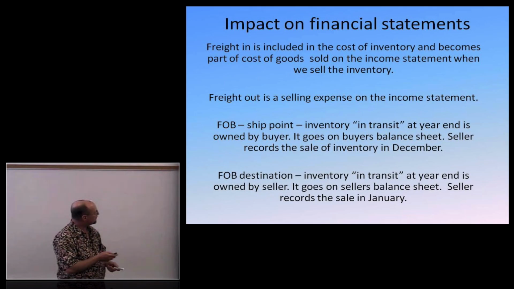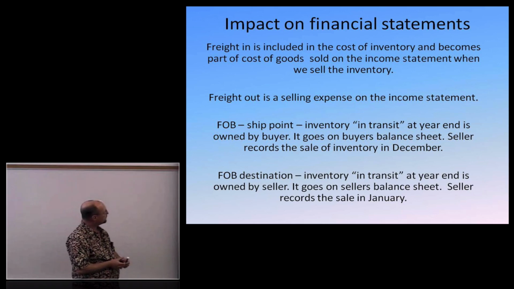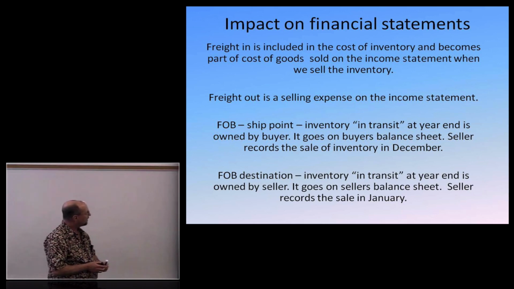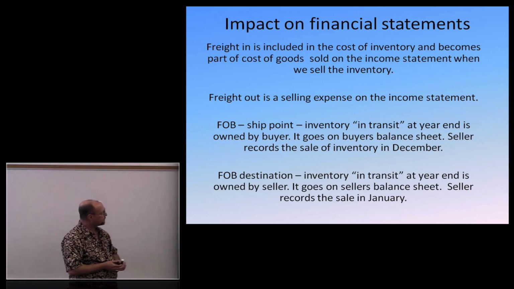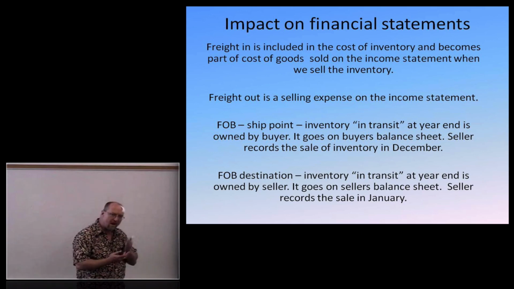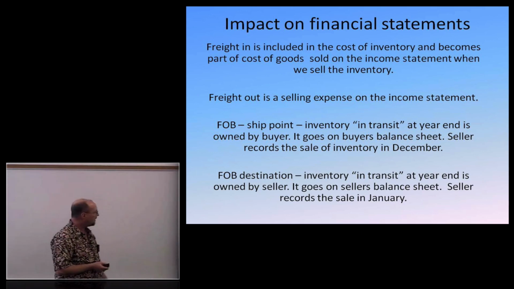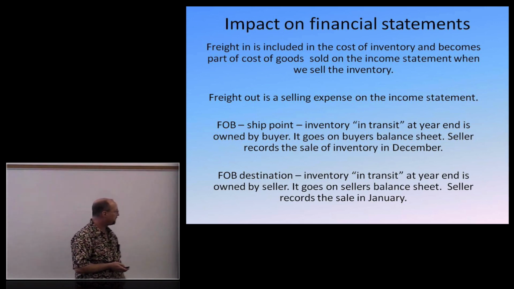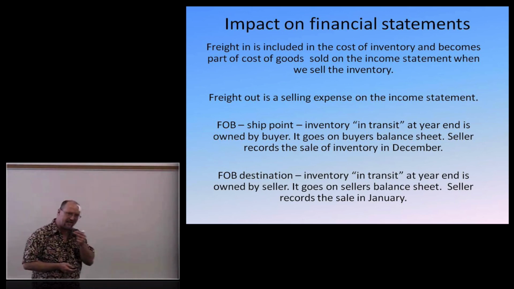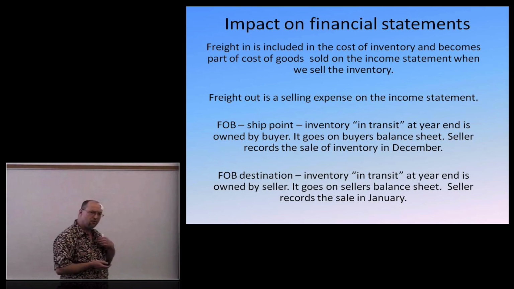Freight in, we said, is included in the cost of inventory, becomes part of cost of goods sold on the income statement when we sell the inventory. The shipping terms determine when that sale should be recorded. FOB shipping point, inventory in transit at year end is owned by the buyer. It goes on the buyer's balance sheet. Seller records the sale of inventory in December. Transaction 1, that's those guys. It doesn't matter to us. Transaction 2, we're the seller. Then it becomes an issue.